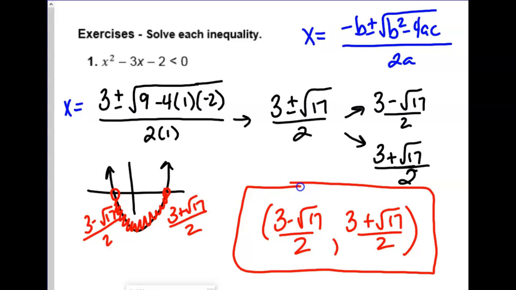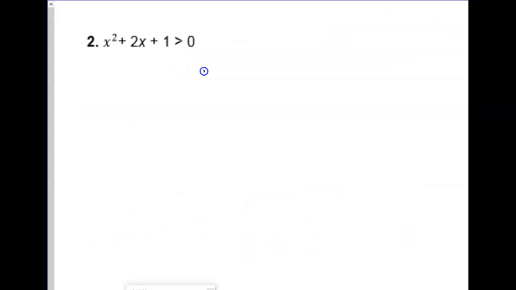Also notice when Taylor rattled off that interval, we were not using brackets. Why were we not using brackets on the endpoints? Because it doesn't have an equal to bar. So where it actually comes out to 0, the solutions are not included in our interval. Very good. All right, let's try this one.